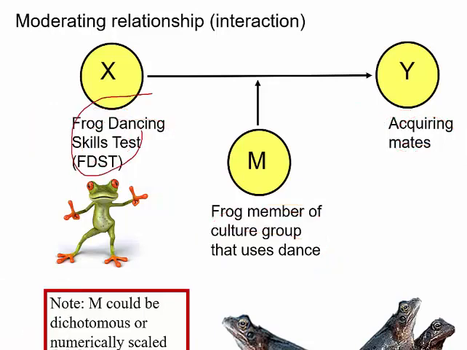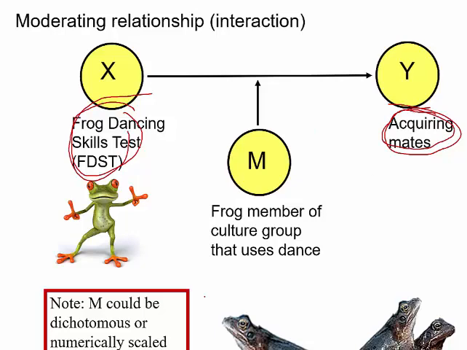In other words, the idea is that if the frog comes from a culture that uses dance, then dancing skills would be a strong predictor of acquiring mates. And if the frog does not come from a culture that uses dance, then dancing skills would not predict acquiring mates. There would be a lack of a relationship for one culture and a strong relationship for another culture.